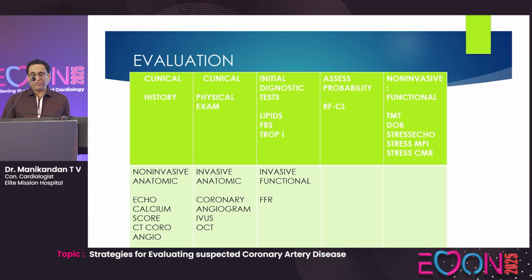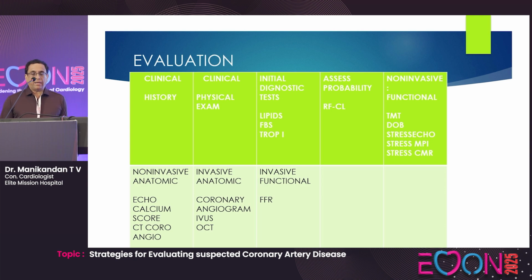Then we can have non-invasive evaluation, that is functional, which can be treadmill test, dobutamine stress echo, stress myocardial perfusion imaging, and there is PET also, stress CMR also, that is cardiac MRI. And non-invasive anatomic includes echo, calcium score, CT coronary angiogram, and invasive, as we know, coronary angiogram, and sometimes IVUS and OCT. And invasive functional, we use fractional flow reserve.